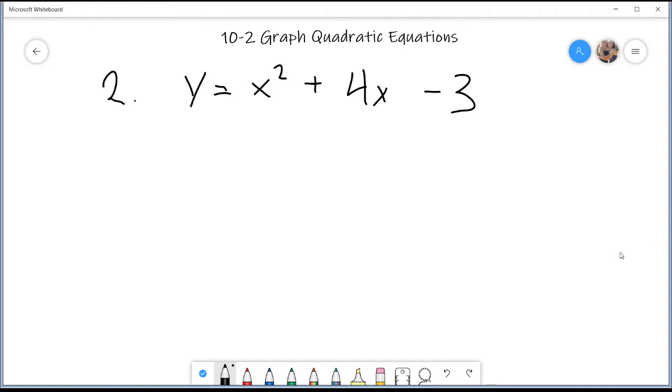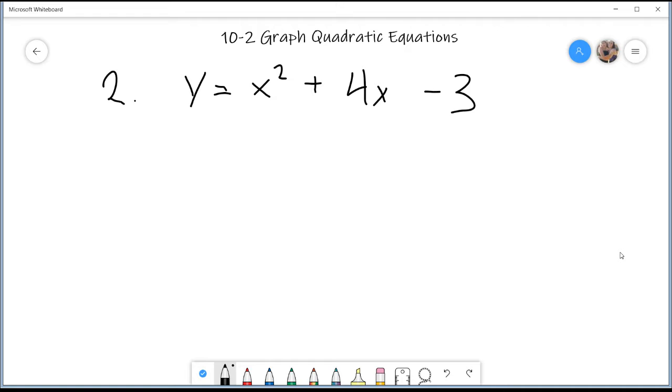Hi guys! So what I was thinking of doing right now was going through number 2 on your homework for 10-2 graphing quadratic equations so that maybe you can follow along and see where all this is coming from and how we're going to get the type of graph that we're looking for.